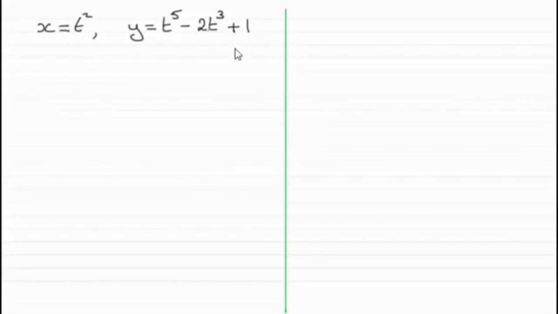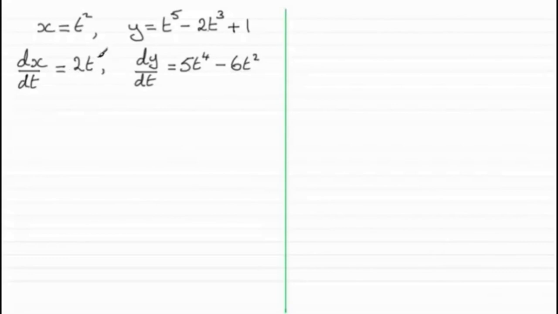The first thing we need to do is find the first differential dy by dx. I'm assuming that you're already familiar with this, that you've watched the tutorials on how to do this. If not, do go back and check them out. Briefly, we need to find dx by dt and dy by dt first of all. If you do that, you should find dx by dt is 2t and dy by dt is 5t to the power 4 minus 6t squared.